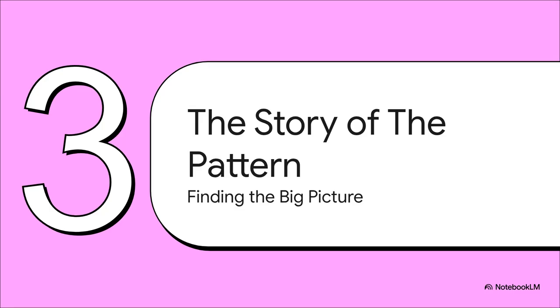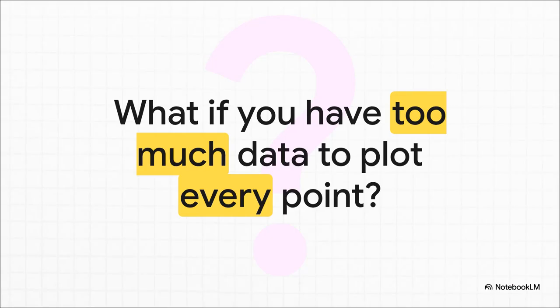Okay, so we've got counting and we've got grouping. But sometimes the story is just way bigger. Sometimes you have so much data that you have to zoom out to find the overall pattern. I mean, this happens all the time, right? Imagine you have hundreds or maybe even thousands of data points. A dot plot would just be a giant, unreadable blob, and a stem and leaf plot would be pages long. So how do you tell a story when you can't even show all the characters?